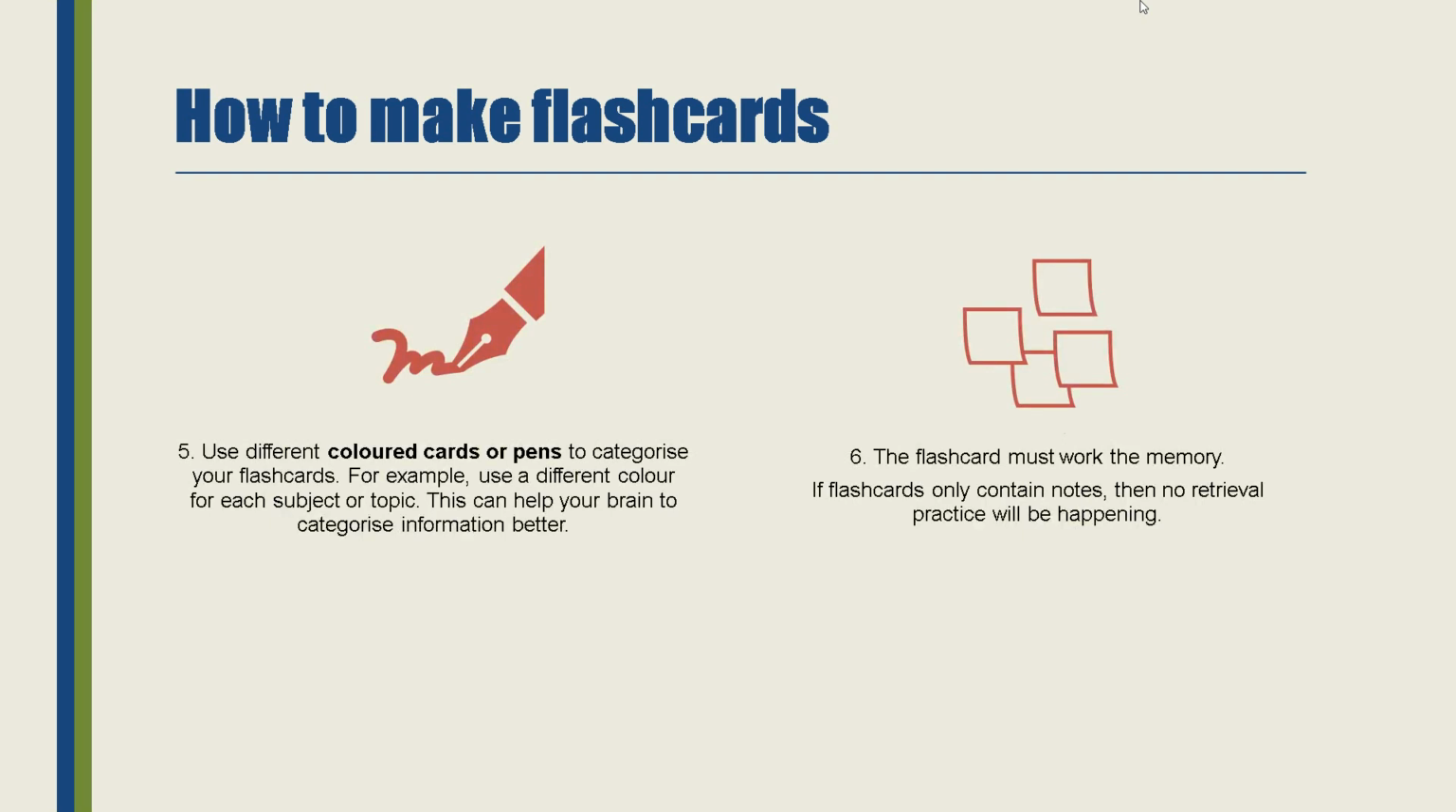Number 5. Use different colored cards or pens to categorize your flashcards. For example, use a different color for each subject or topic. This can help your brain to categorize information better.